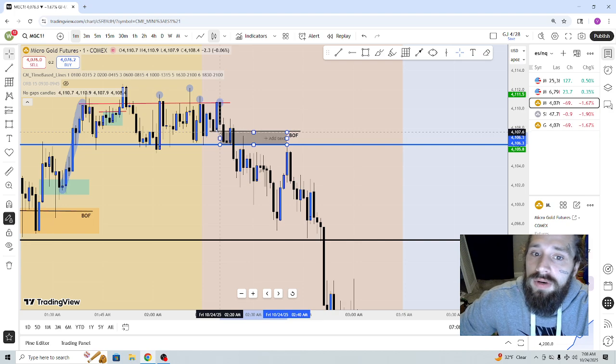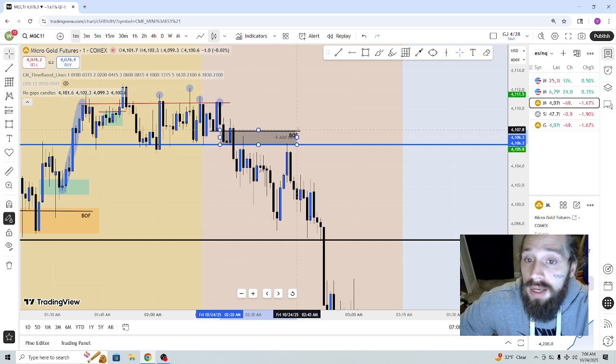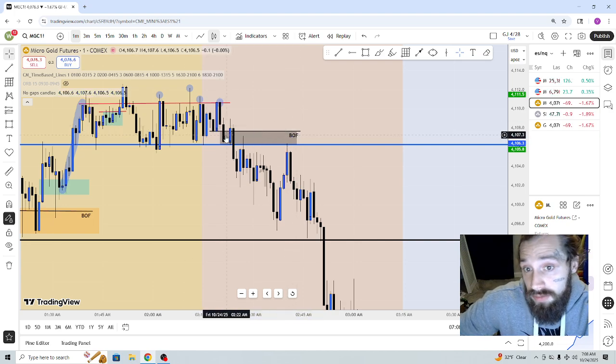We get a failed order block right here. A failed order block turns us into a breaker block. Same thing, just a failed order block turns into a breaker block. Breaker block.